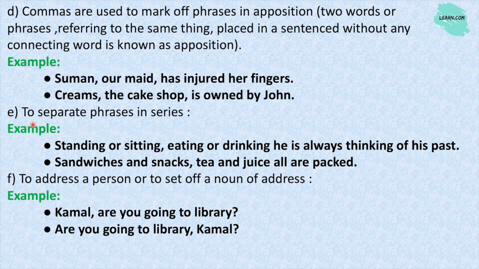Next one, comma is also used to separate phrases in series. When we are writing several phrases one after the other, consecutively, then we separate these phrases with the help of comma. So here, standing or sitting, eating or drinking, he is always thinking of his past. Here we are using two phrases, standing or sitting, eating or drinking, and we are separating them with the help of comma. So when we are writing several phrases in a series one after the other, then we have to separate them with the help of comma.